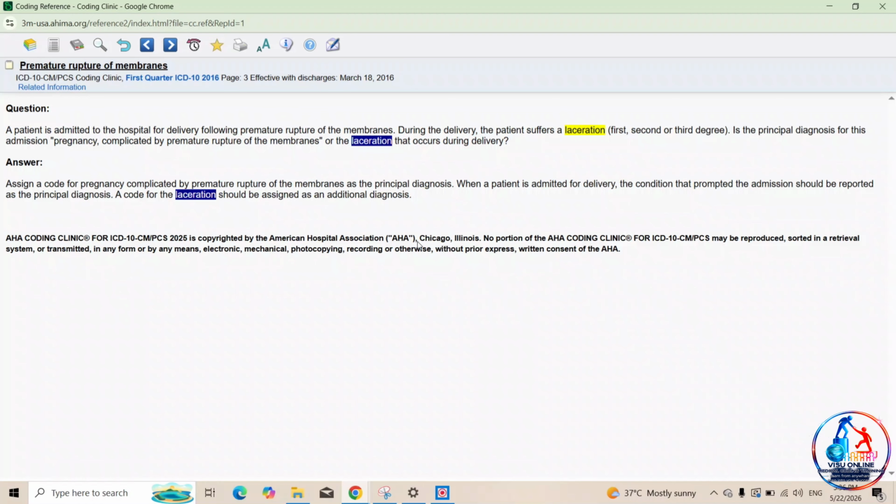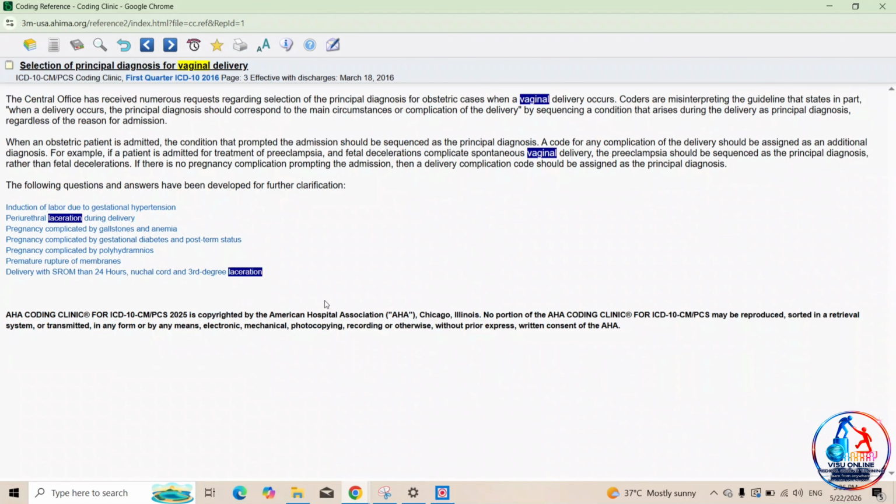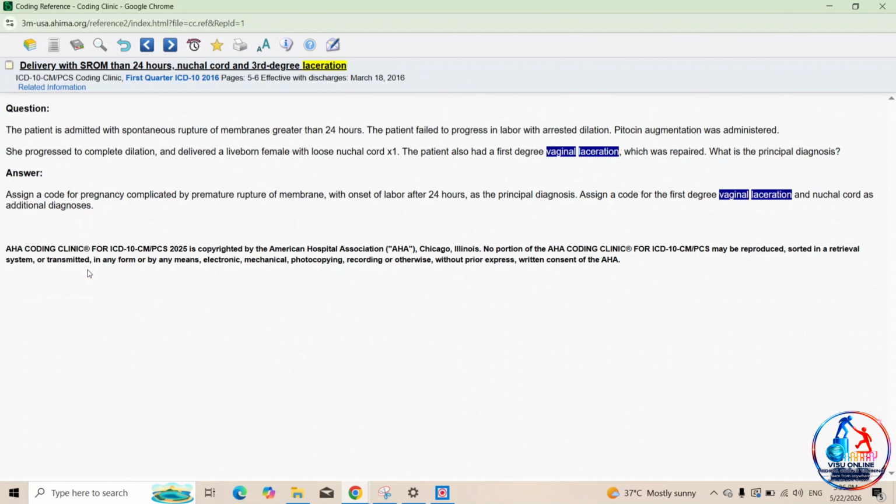Okay, delivery with SROM greater than 24 hours, nuchal cord and laceration. A patient is admitted with spontaneous rupture of membranes greater than 24 hours. The patient failed to progress in labor with arrested dilation. Pitocin augmentation was administered. She progressed to complete dilation and delivered a live-born female with a loose nuchal cord. The patient also had a first-degree vaginal laceration, which was repaired. What is the principal diagnosis?